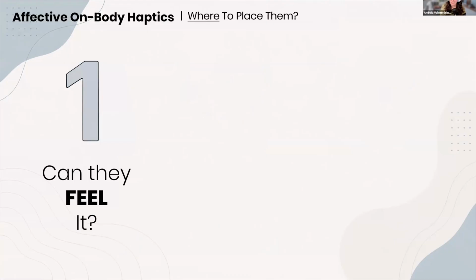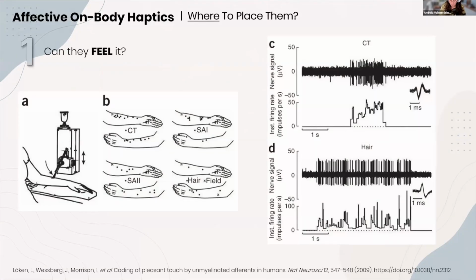Starting with, can they feel it? This seems the most straightforward, but it actually goes a bit into biology. Give me a minute to go into some very technical terms, but I promise it pays off. We have 2 types of skin. We have the glabrous skin, which is the palms and the fingertips, which are very high resolution. We have high sensitivity there. We can very quickly understand that we're receiving a signal, and we can very quickly react to these signals.